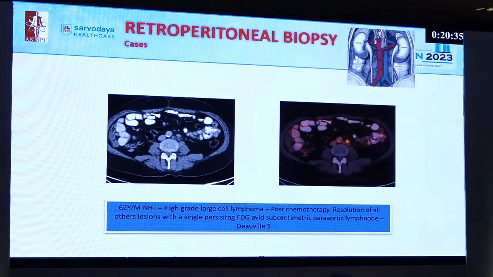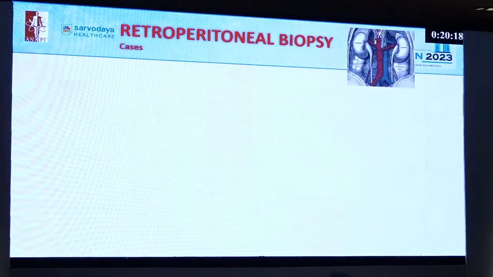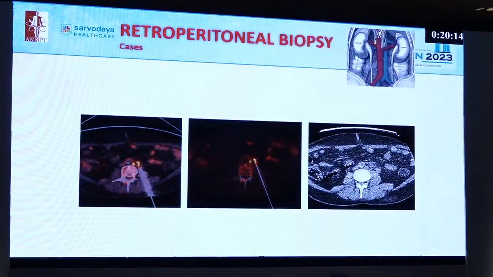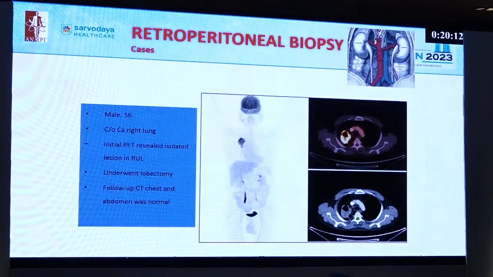And this is the second case, a 62-year-old male having NHL, high-grade large cell lymphoma, post-chemotherapy. As compared to the last case, there was complete resolution of most of the lesions, but one retroperitoneal lymph node was persisting, and we gave it a Deauville score of 5. We did a biopsy from this retroperitoneal lymph node, and that turned out to be residual disease.